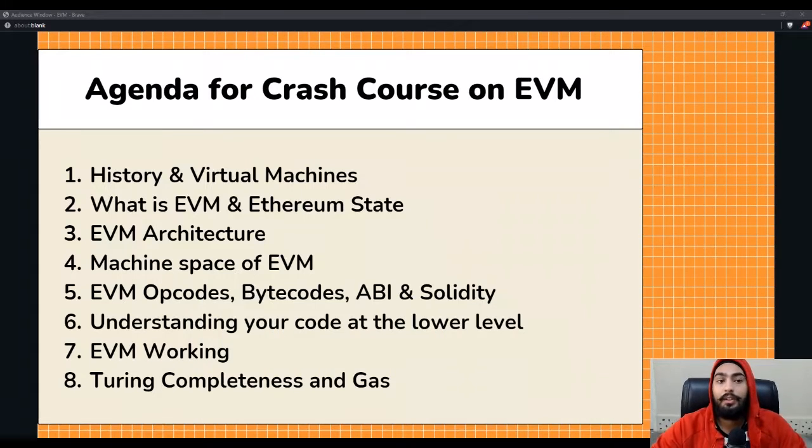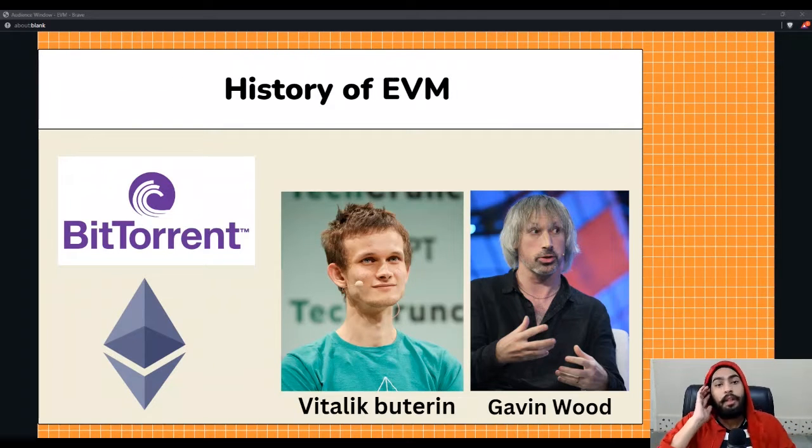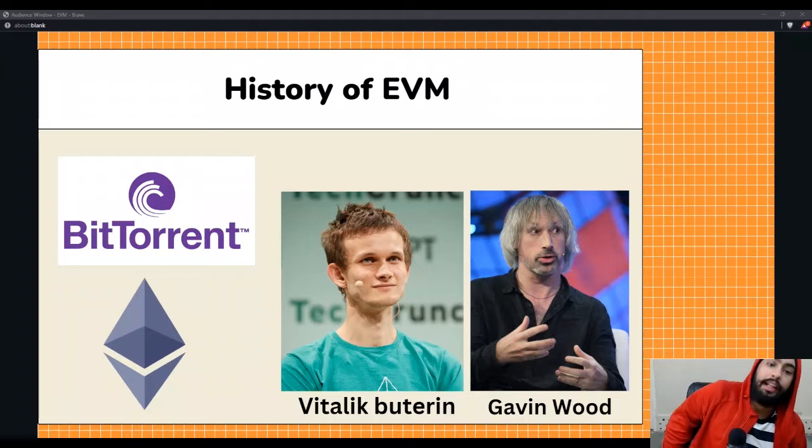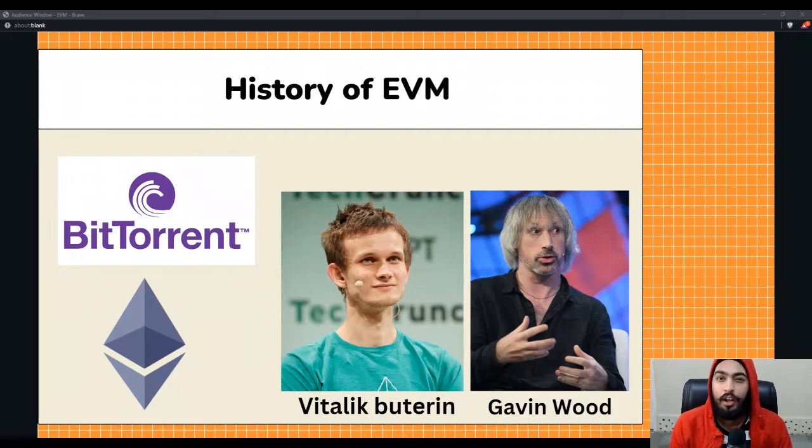So let's get started with our first topic, that is the history of EVM. So everyone knows who Vitalik is, right? Vitalik Buterin is the founder of Ethereum. He founded Ethereum at the age of 19, around 2013, if I'm not wrong. Then at that time only the EVM was also designed, because EVM is the heart of Ethereum. Ethereum is nothing without EVM.